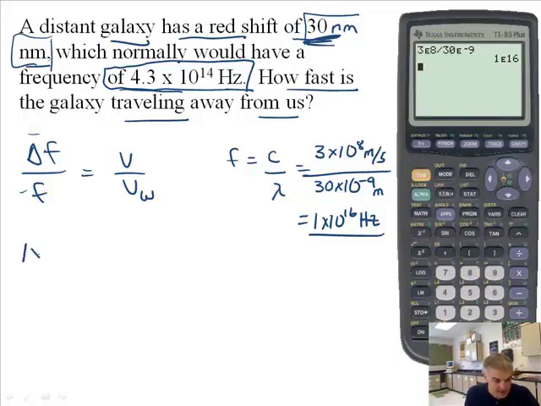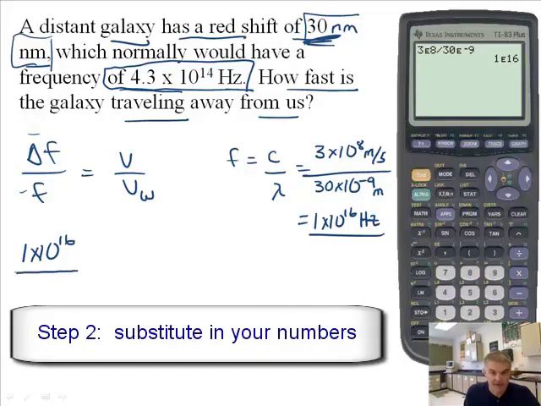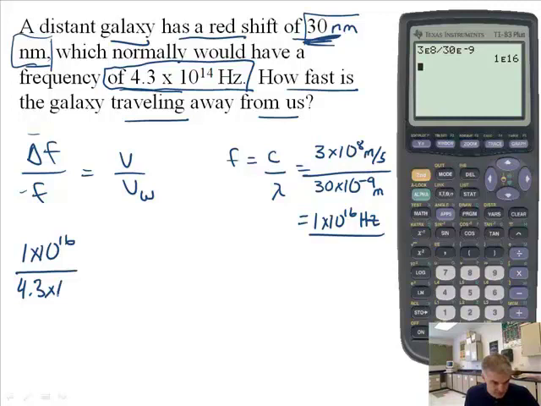So I'm going to say 1 times 10 to the 16th divided by my frequency, which is this 4.3 number, 4.3 times 10 to the 14th. And that's going to equal V over VW. Now V is what I'm trying to find. V is my variable, and VW is the speed of the wave, and since this is light, it'll be the speed of light, which is 3 times 10 to the 8th.